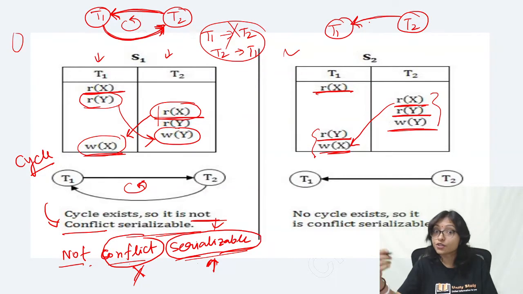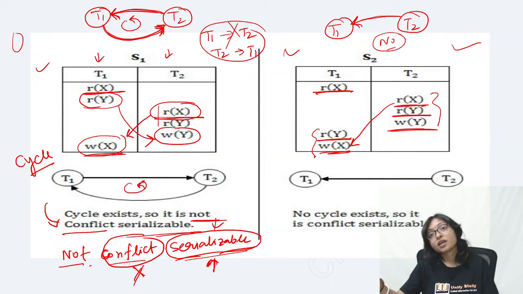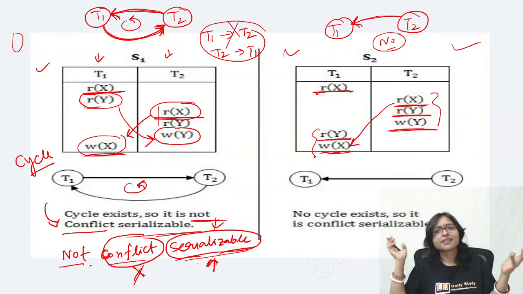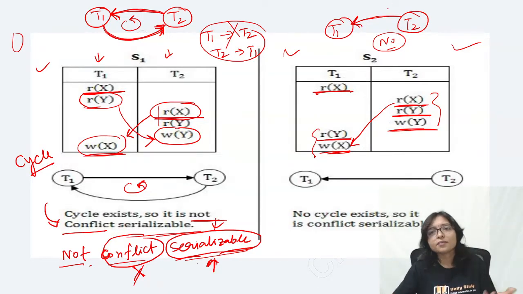Means here is also conflict. Conflict is here also, conflict is here also. But here is no cycle. It is not creating a cycle. T2 is blaming T1, but T1 is not blaming T2. T1 is silent. And that's why, what will happen here?